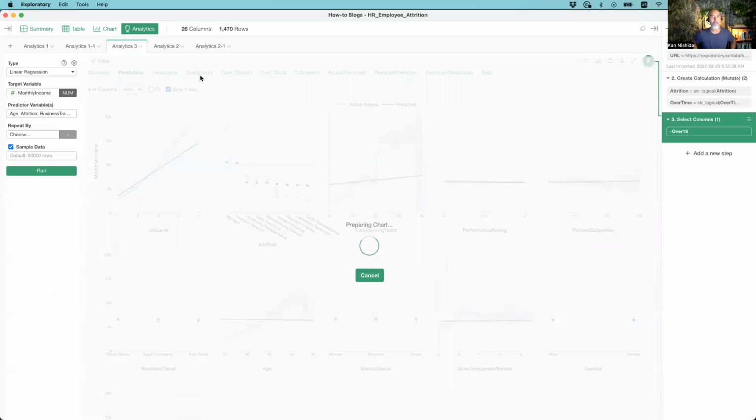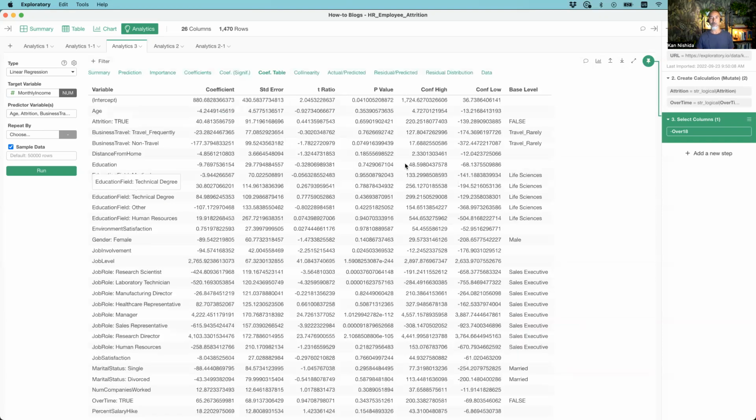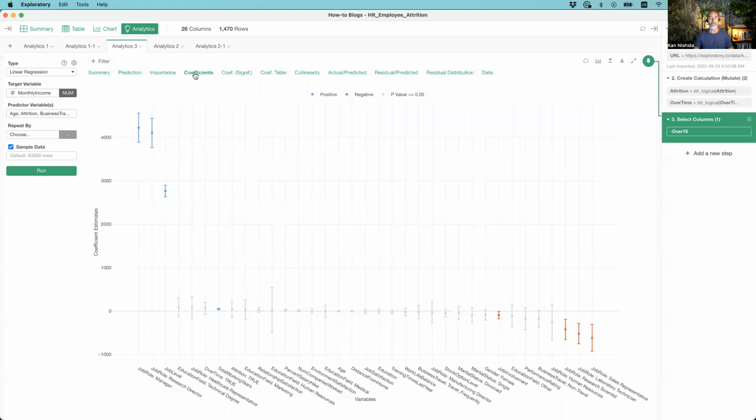coefficient tab. Here's a visualized version. By the way, here's the coef.table, which means the coefficient table. If you want to see that information in numbers, you can go here; otherwise, you have the coefficient and the confidence high and low visualized under this coefficient tab. Anyway, let's start with the job level here.